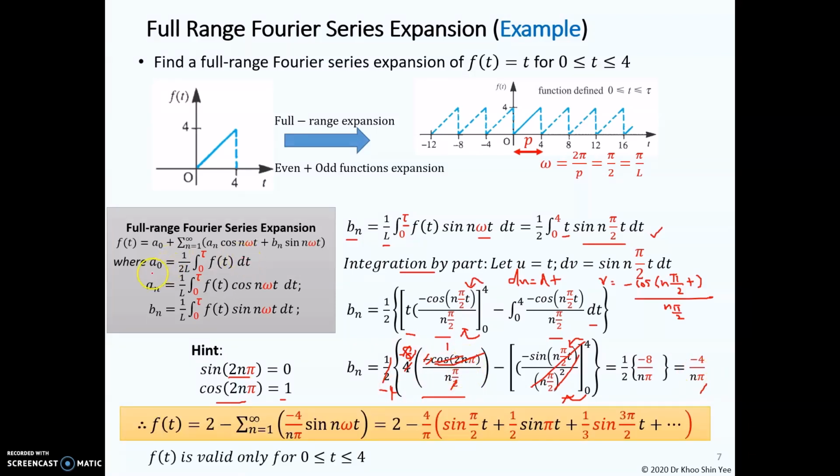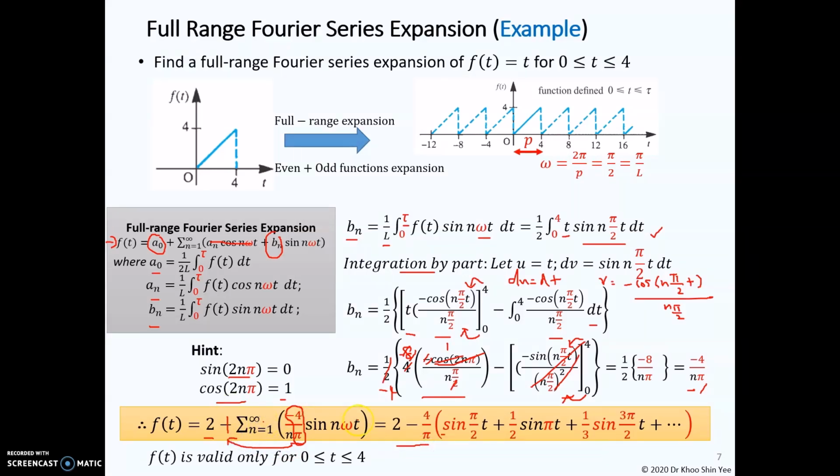Then you need to substitute all the coefficients into this formula. Since your an is equal to 0, so this term can be cancelled. Previously you obtained the a0 to be 2 and bn to be this answer. There is a typo here, this should be positive. You can further simplify this formula by taking the constant negative 4 over pi outside the summation term. Then you should obtain this term here.